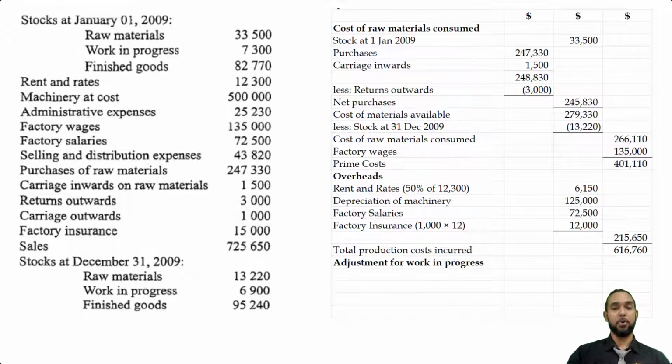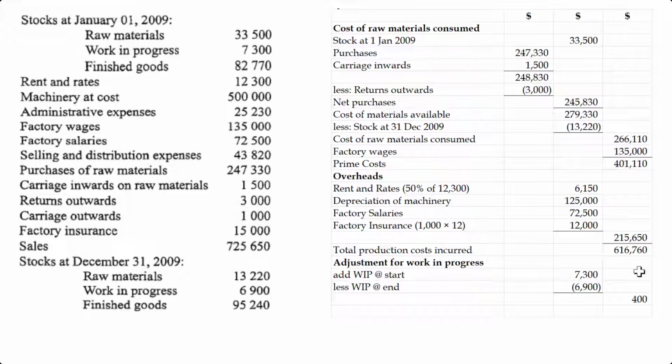Now we have to adjust for work in process. So the opening work in process I'm seeing here is 7,300, and down below I'm seeing a closing work in process of 6,900. So we're going to put both of those figures in, 7,300 at start, 6,900 at end, a net adjustment of 400. Now you don't have to do it this way. You could simply put these two figures in this column here. I just prefer to show my thing separately. So of course we're going to add that to the 616,760 to get cost of goods produced or cost of goods manufactured of 617,160. That's it for part A.